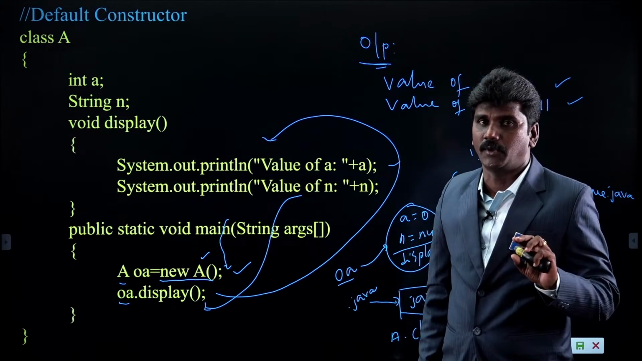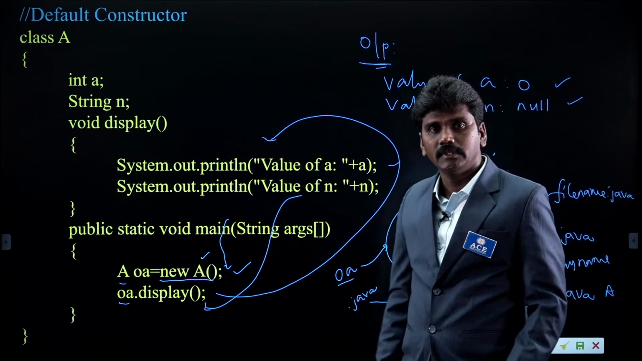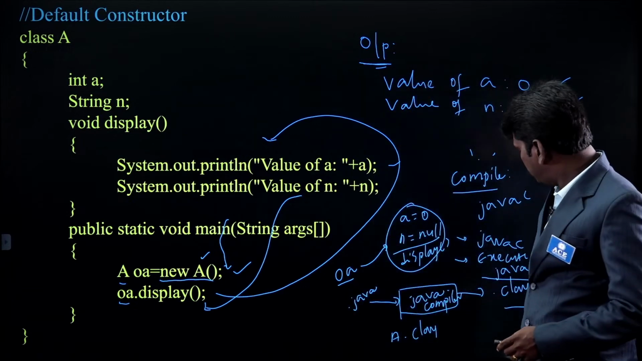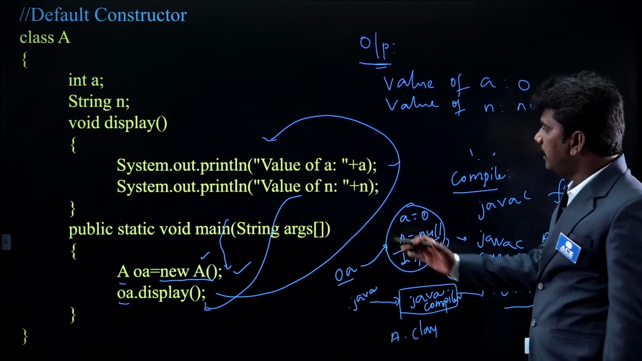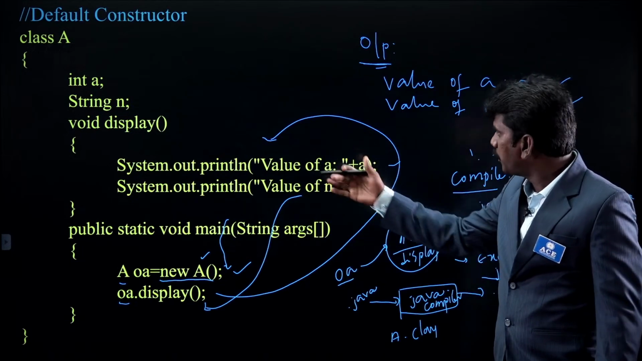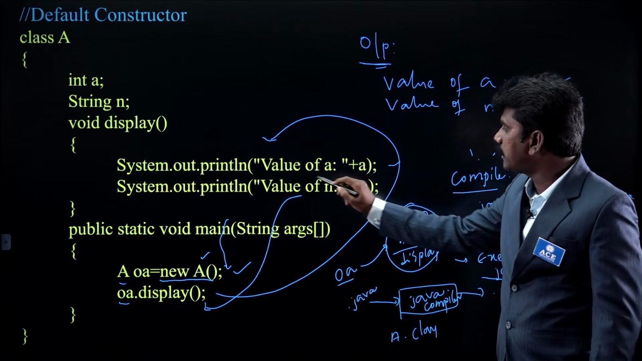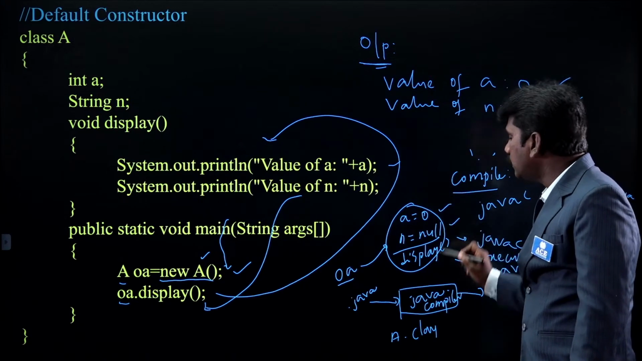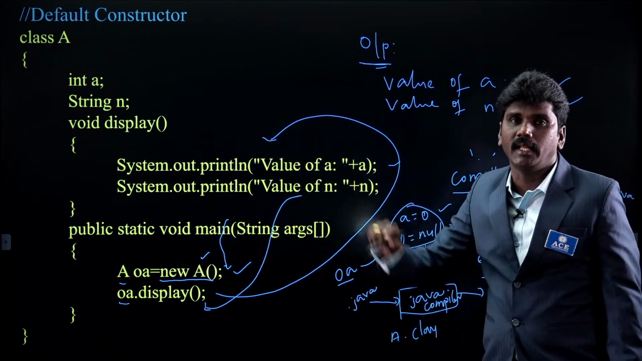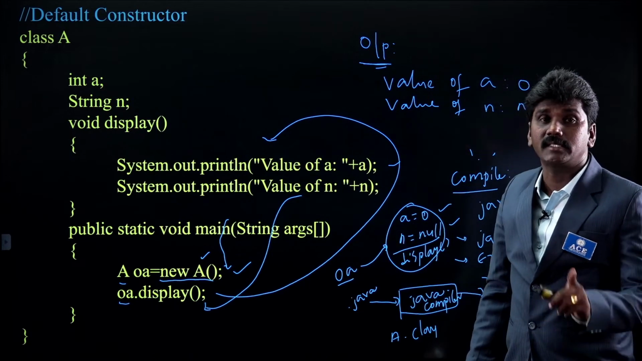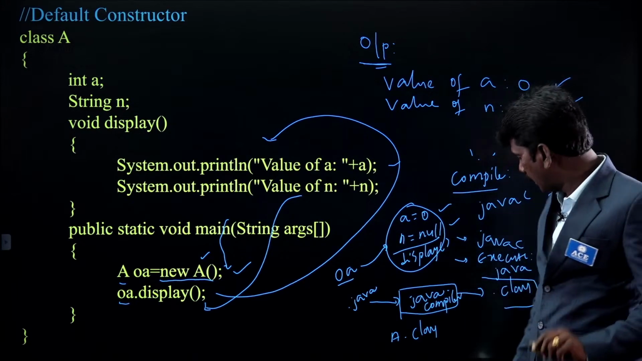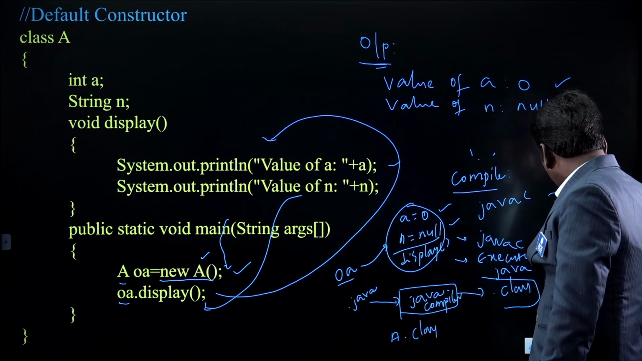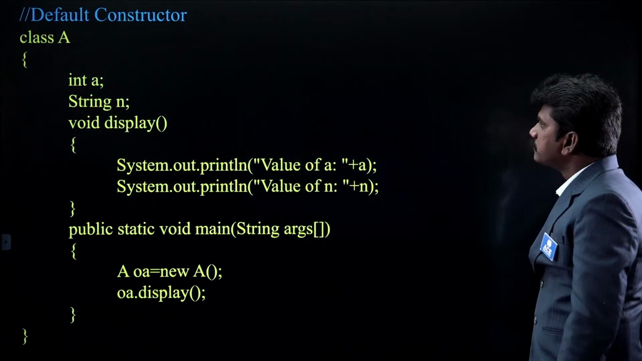That is the most important point, right? If we execute this program, we will get the output according to the default values of the variables which we have declared inside the class as instance variables, right? Now, let us see the next one.